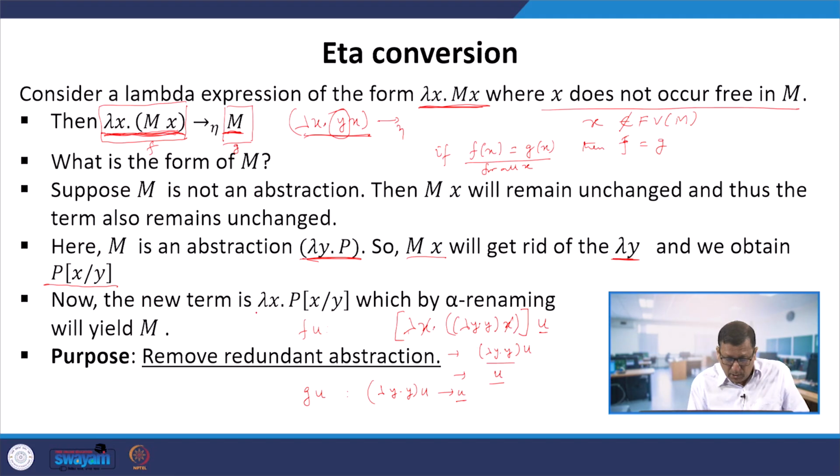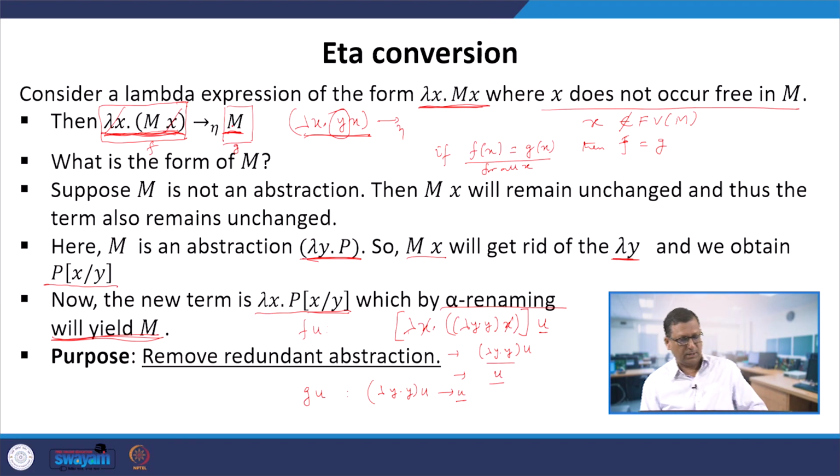Now the new term will be lambda x dot P with y replaced with x. Now you do alpha renaming, and this will yield us M. So the purpose of this eta conversion is that this term looks a little bit more complicated. We can get rid of this lambda because this x was used to get rid of this internal lambda. So we remove the lambda x and the x, and get M.